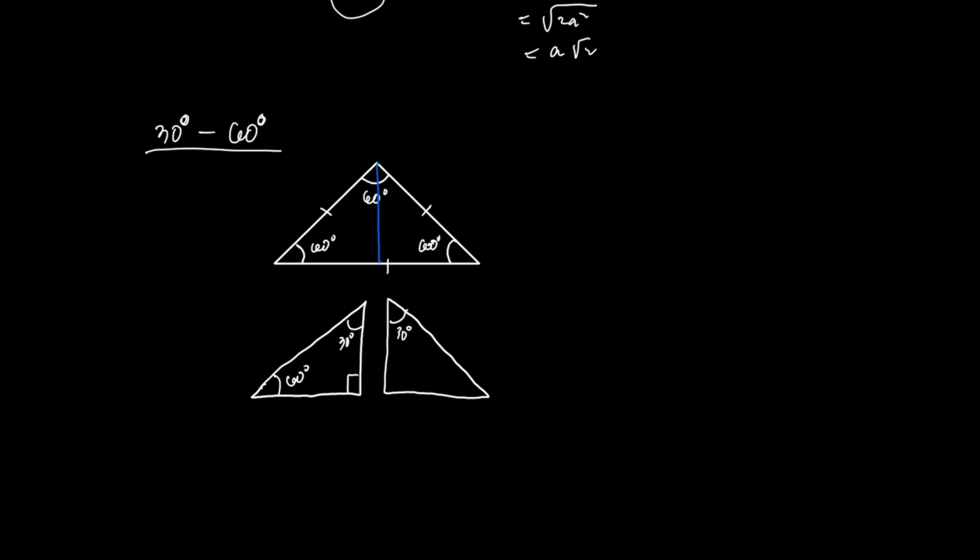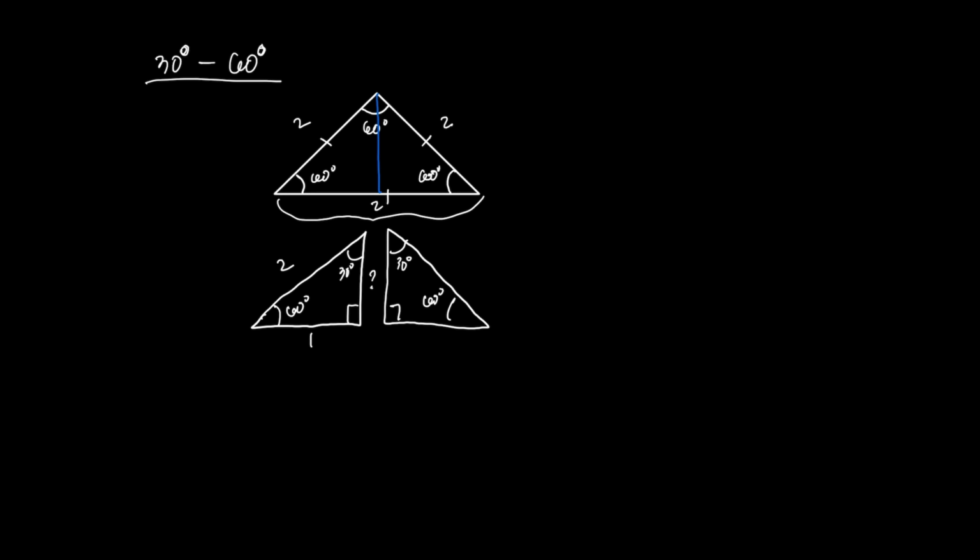Okay, this is 30 degrees, this is 60 degrees, and this is 90 degrees. Now, if this side here is 2, since the three sides in the equilateral triangle are the same, this is also 2 and this is 2. Meaning, this side here is 1. This side here is 2. Okay? And this side here is question mark. We do not know that side yet.